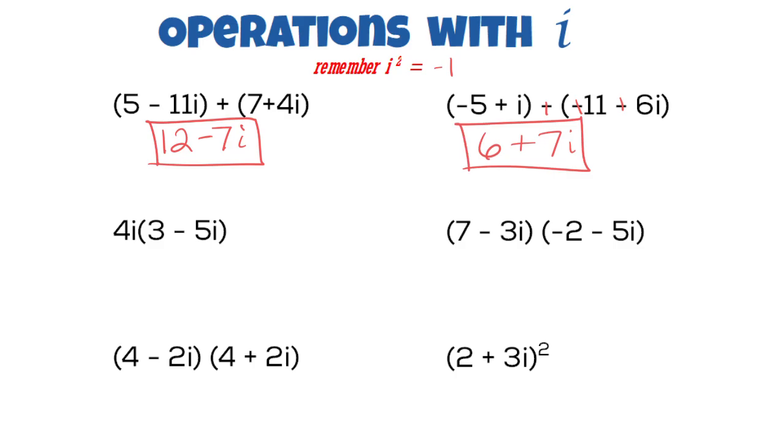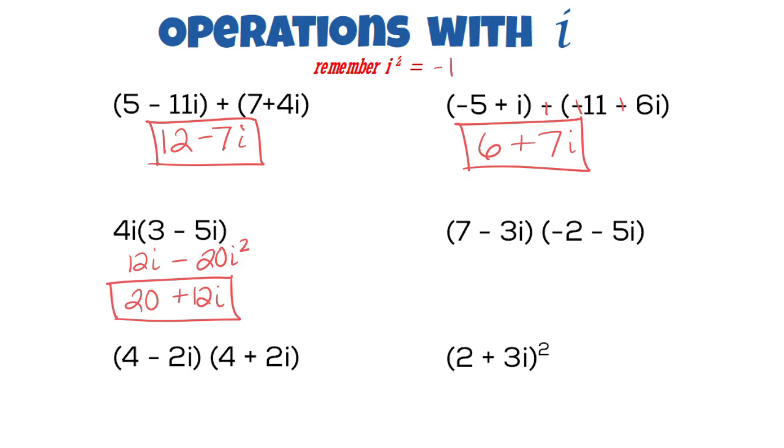If you see some sort of scenario that looks like you would distribute, you just distribute. You're going to end up with a 12i minus 20i squared. And right there, remember, i squared is negative 1. So if that's a negative 1, that's actually going to turn into a positive 20. And we usually like to have the real part come first. So I'm going to call that a positive 20 and then a plus 12i, like that.